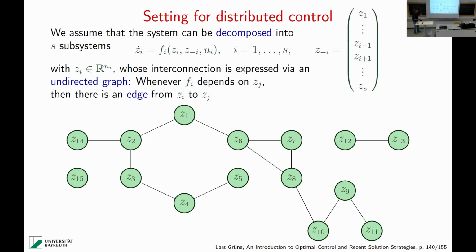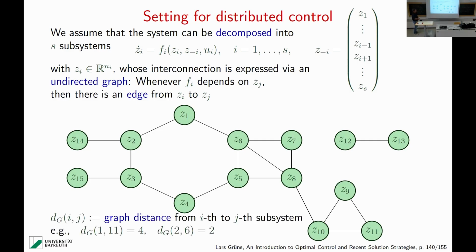And then what we can do is define something like a graph distance. So we can measure how many hops we need at least to go from one node to the other. So for example, from node 1 to node 11, node 1 is here, node 11 is down there. It's 1, 2, 3, 4 hops at least. So they have a graph distance of 4. From 2 to 6, here's 2, there is 6, it's 1, 2. And it's always the shortest, right? This one would be 4, but it's always the shortest path.